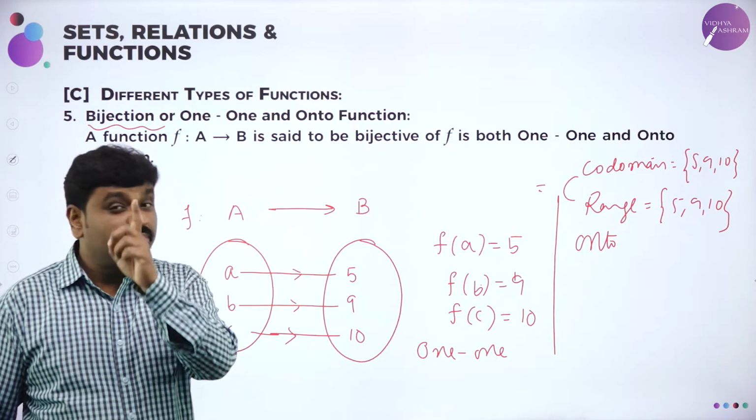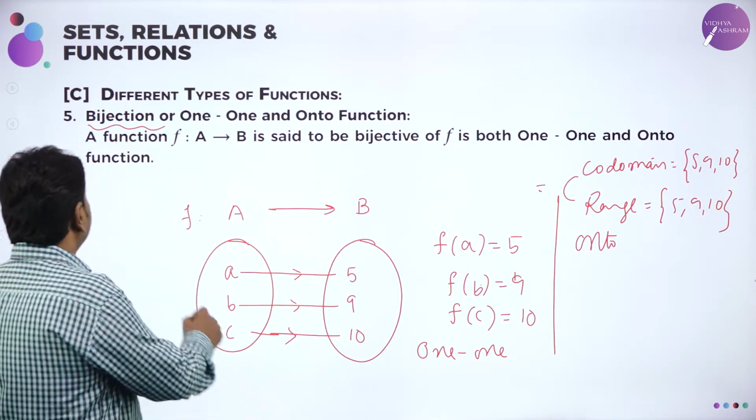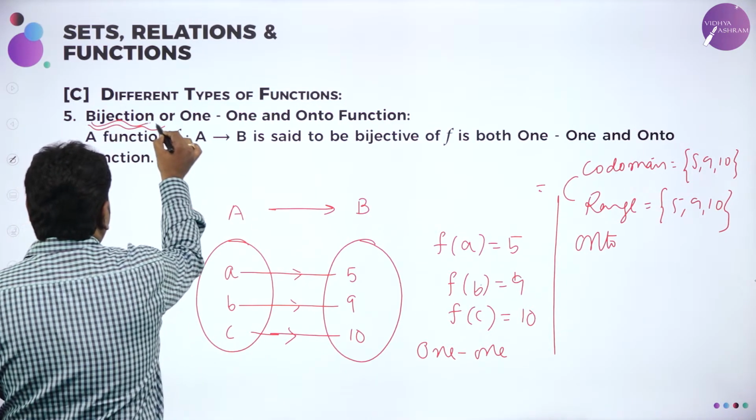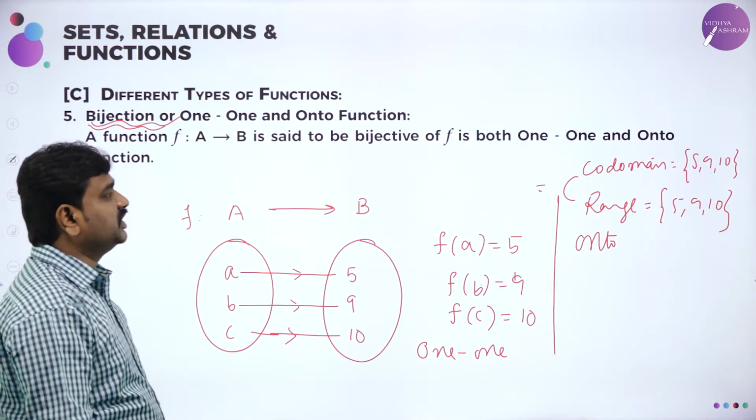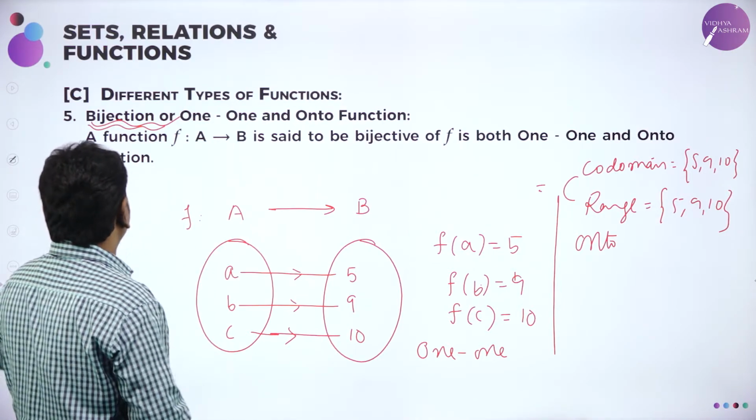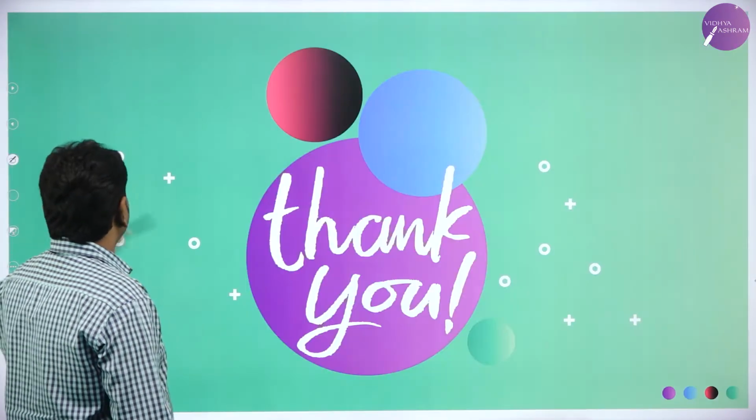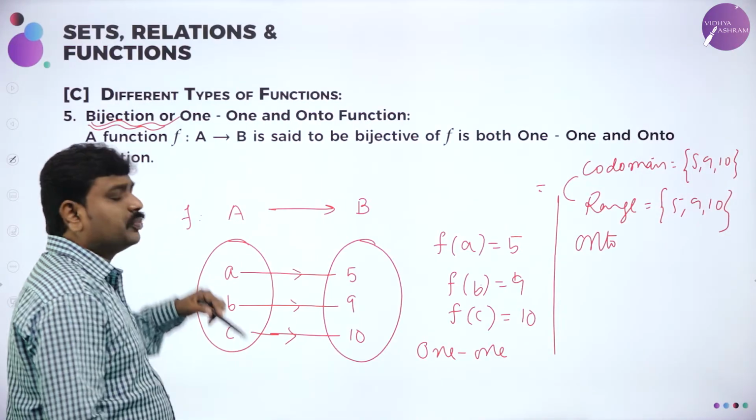A function, if it is both 1 1 and onto, we call it as bijective function. What we call it as? Bijective function, or we say bijection. Other name is bijection.